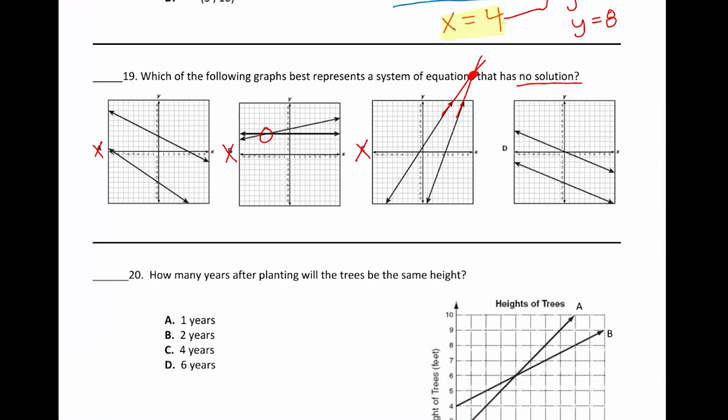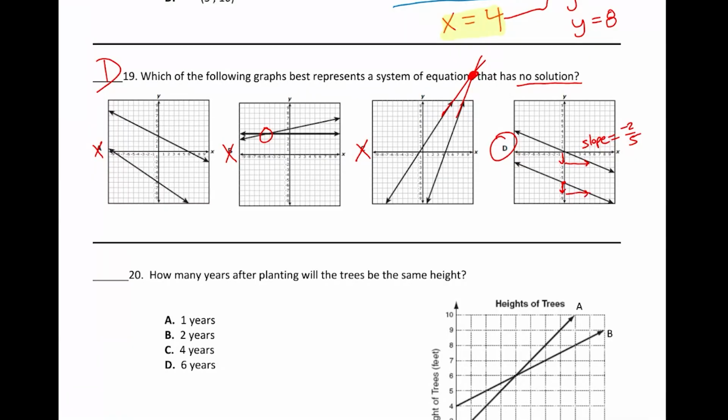If I check D, which is going to be our answer, by the way, the slope of the top line looks like I'm going down 2 over 5. So the slope is negative 2 over 5. For the bottom line, if I find a point here, I guess this one will work, go down 2 over 5. So they're both negative 2 over 5.